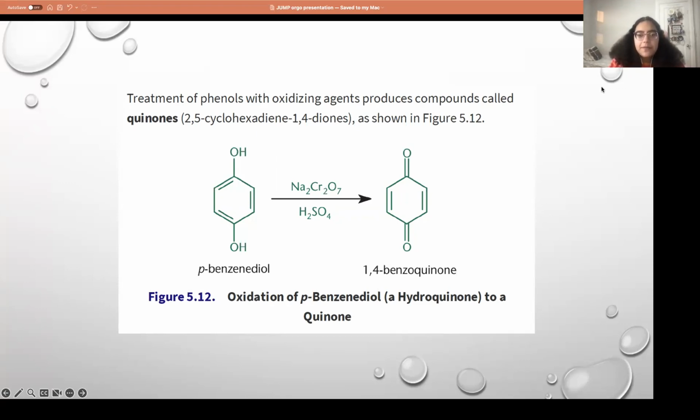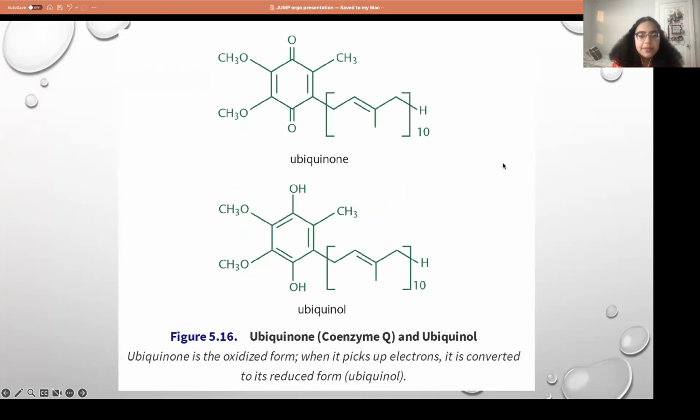And if you react that with the oxidizing agents there, you get a quinone. So this one is the 1,4-benzoquinone. You're basically taking a hydroquinone, which is what you'd call the original thing, and making it into a quinone. So the H's are going away and you're double bonding to the O's. Some of these are biologically important.